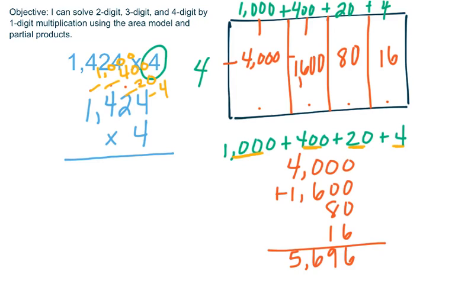Okay. 4 times 4 is 16. 4 times not just 2 but 20 is 80.